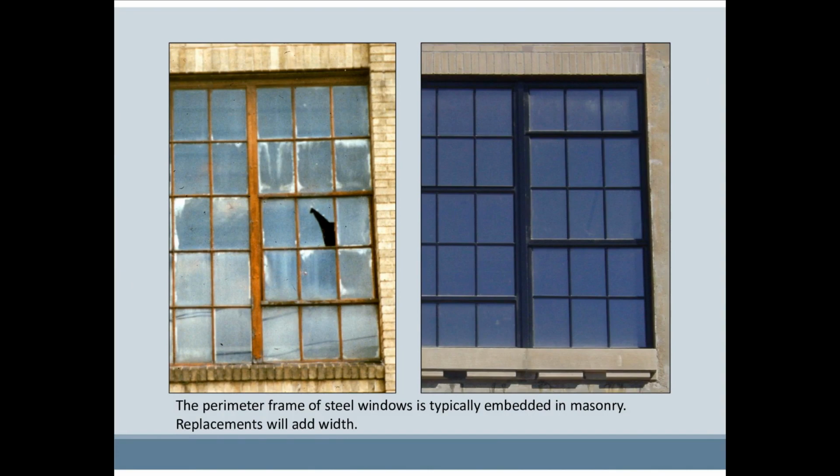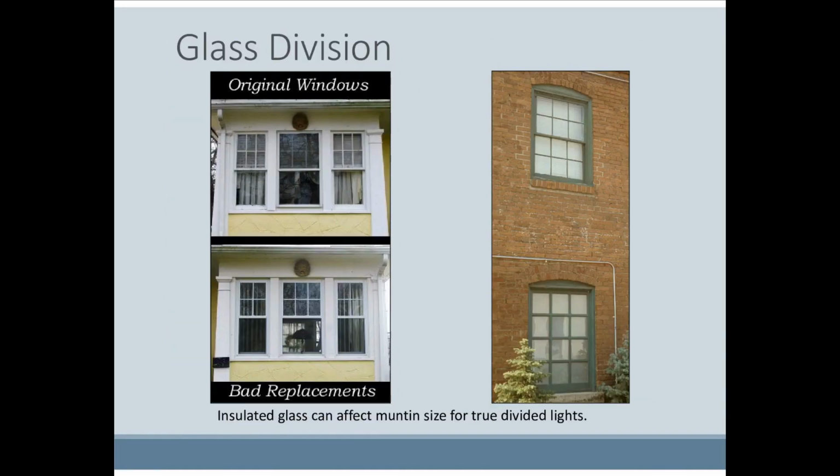Steel windows that were installed as a building's walls were constructed, on the left, have so little of their outer frame exposed that any replacement window on the right will necessitate some addition to this dimension, but it must be minimal. Using insulated glass units in replacement true divided lights below will require larger muntins than what is typical for historic muntins above in most applications. 2/2 windows are the exception.